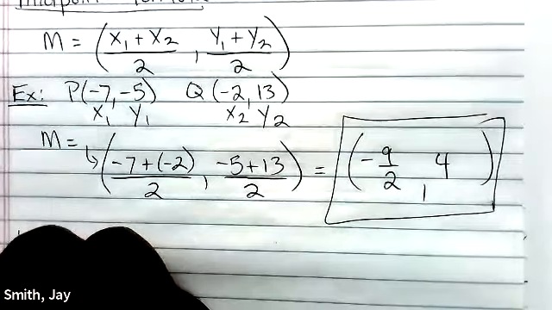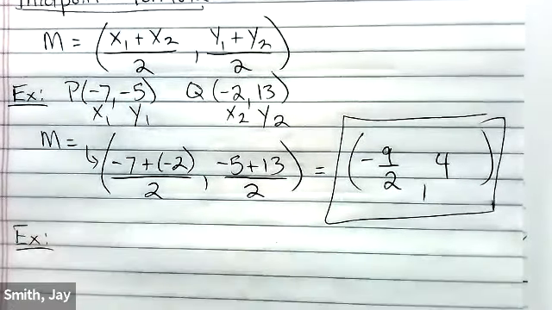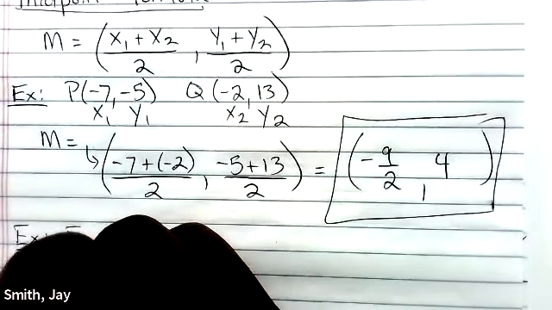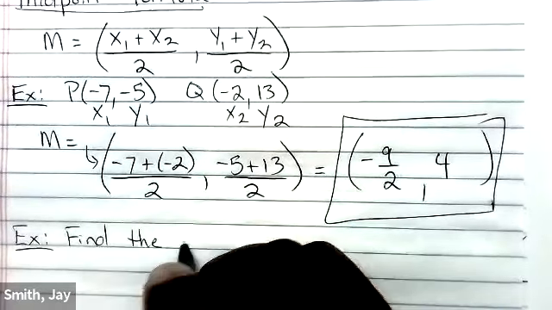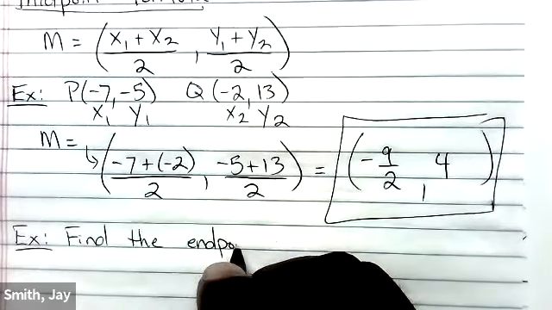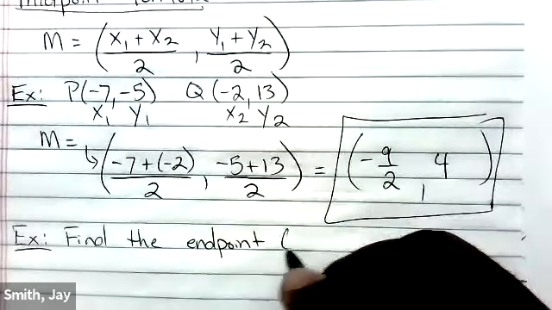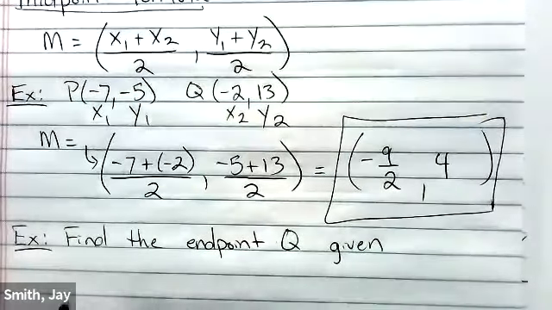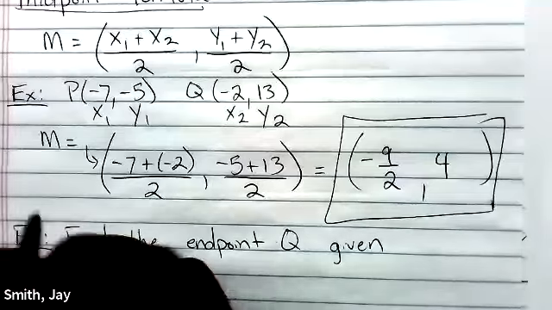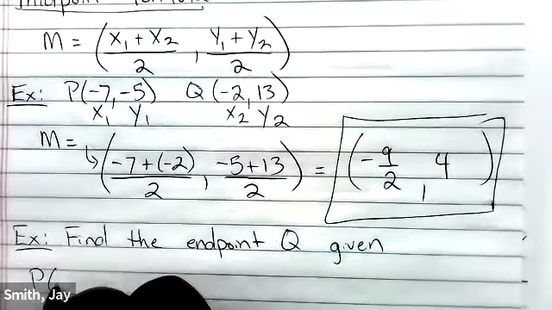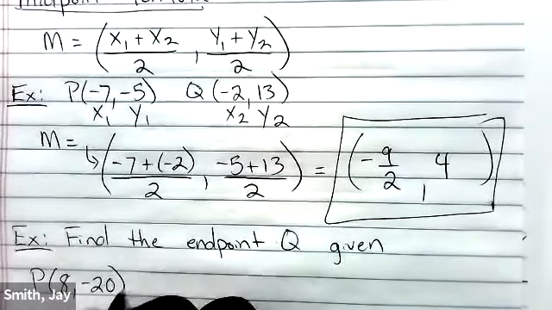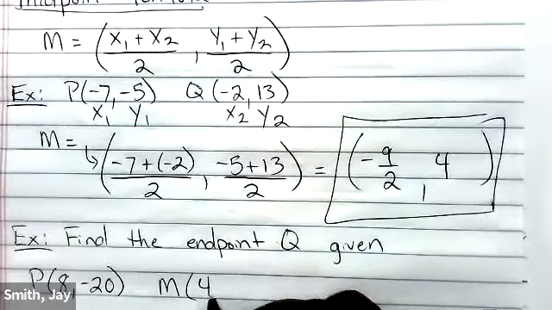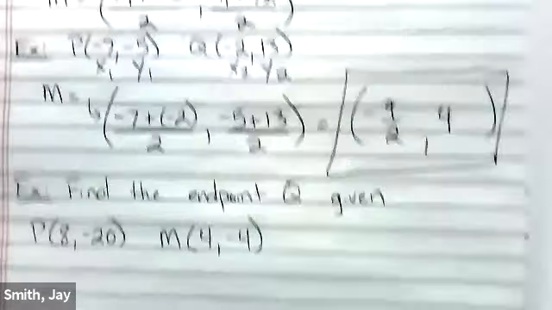Another type of problem we can see is technically a midpoint formula problem. Here we're asked to find the endpoint, which is Q, given that P is the ordered pair (8, -20), and our midpoint M is the ordered pair (4, -4).